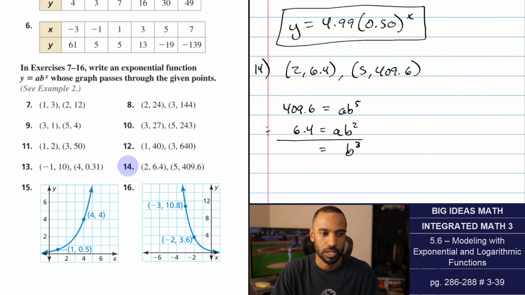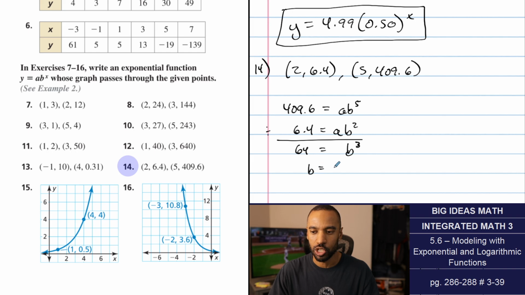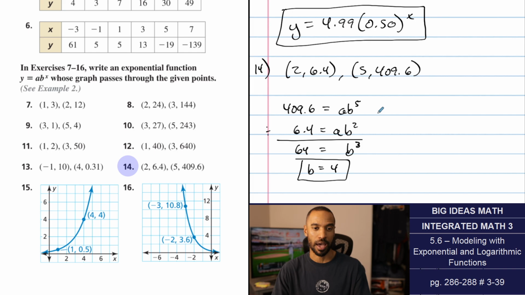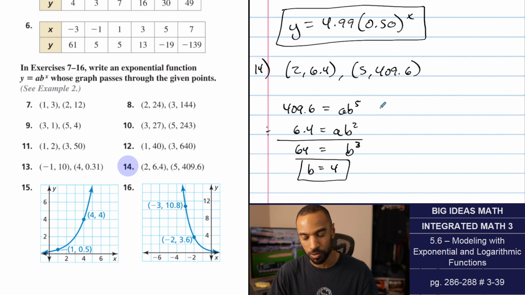409.6 divided by 6.4. It's 64. So this number is 64, and it's a perfect cube. So b is the cube root of 64, which is 4. Definitely no plus or minus here. It doesn't matter whether they have them or not. Cube roots, not plus or minus.